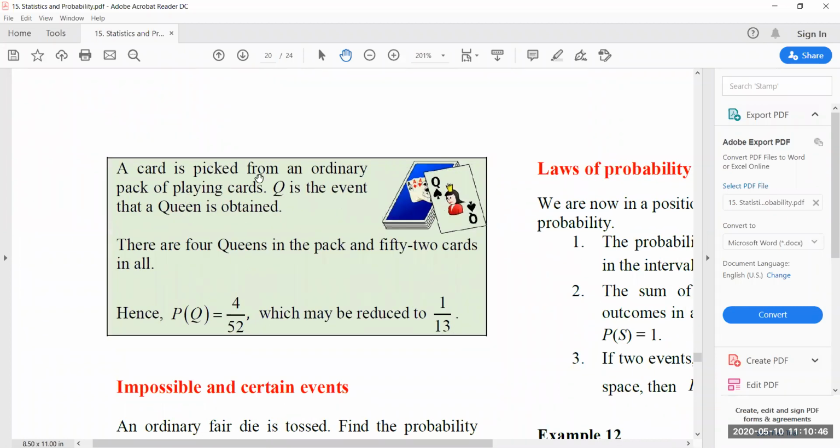So a card is picked from an ordinary pack of playing cards. Q is the event that a queen is obtained. Now there are 4 queens in a pack of 52 cards. So the probability of choosing a queen is 4 out of 52. And of course, if you want to reduce your fraction to its lowest form, you'll get 1 out of 13. Anybody have any questions so far?